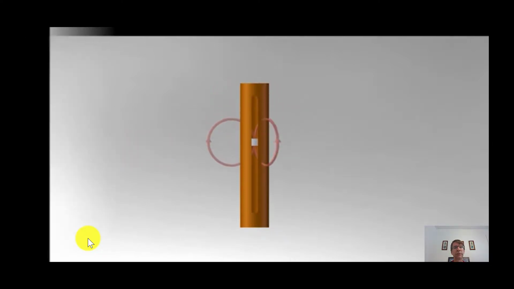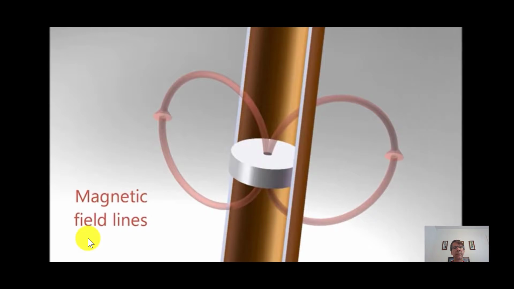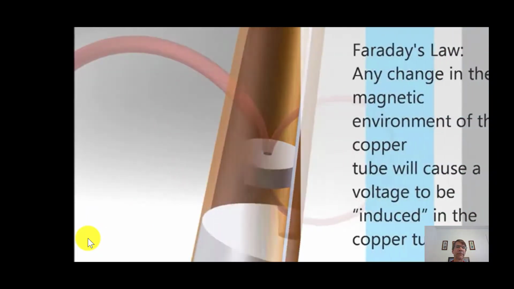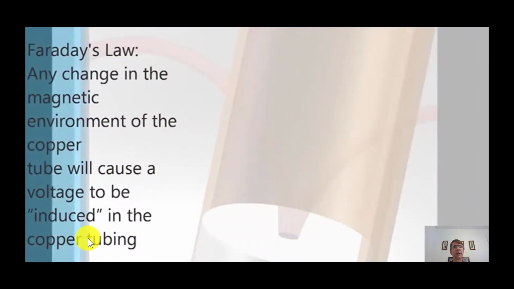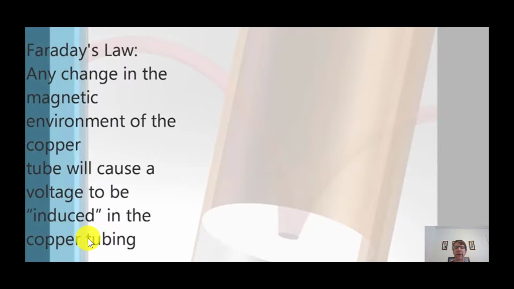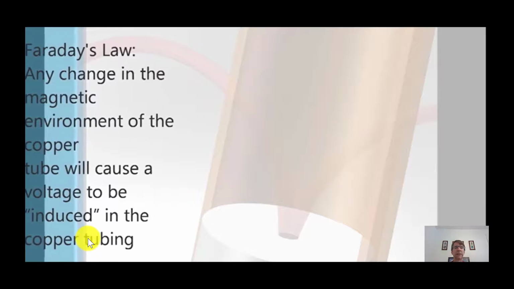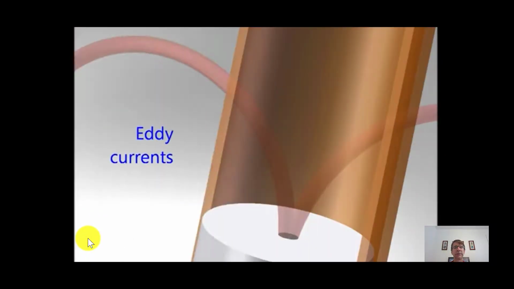Now it's showing you the magnetic field of the magnet, the magnetic field lines as it falls through. As that magnetic field falls through that copper tube, because of Faraday's law and Lenz's law, little currents are set up that oppose that magnetic field flowing through the copper tube. Now these are showing the little eddy currents, small localized currents in the copper conductor.